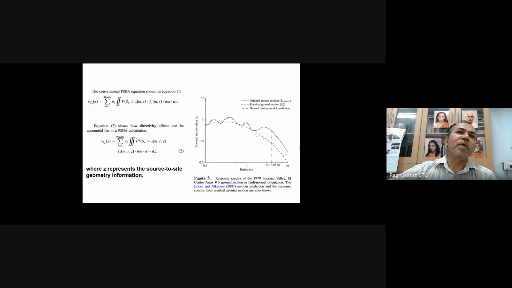So what we have done here is, for India, we have once again done the hazard analysis, incorporating this near field component. The methodology is more or less the same, elliptical smoothing, all are the same.